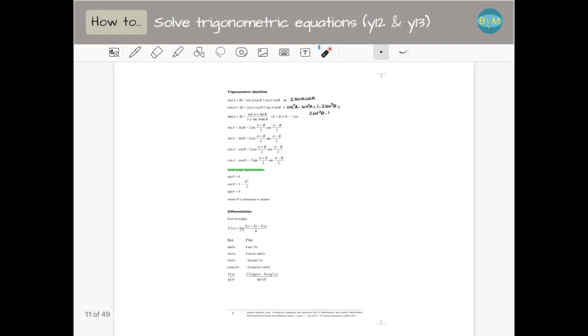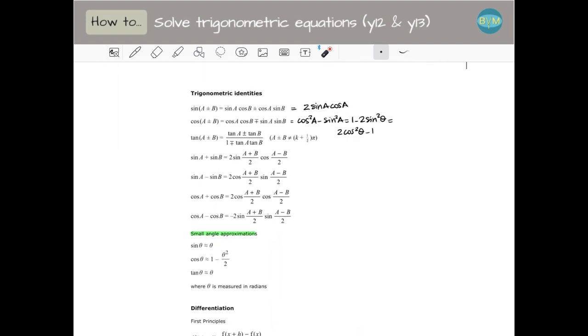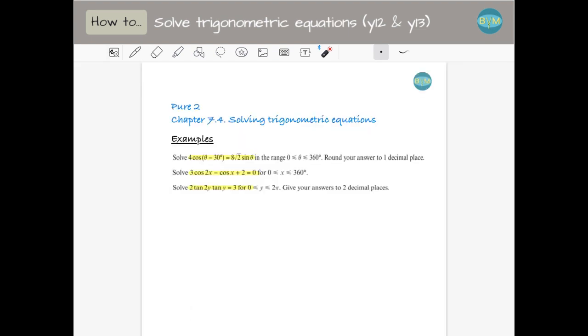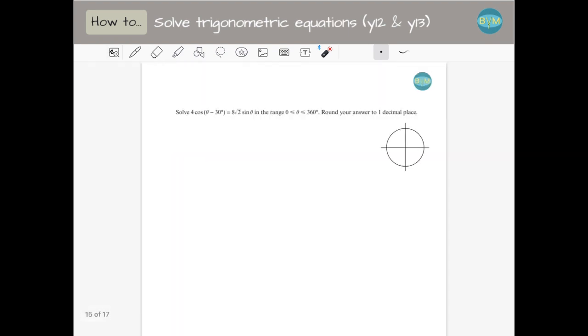In A-level maths in trigonometric identities, you have the addition formulae here for sine, for cos, and for tan. You don't have the double angle formulae, but they are very easy to deduce from these ones. So don't worry, because you have them in the exam. Let me show you with one example.